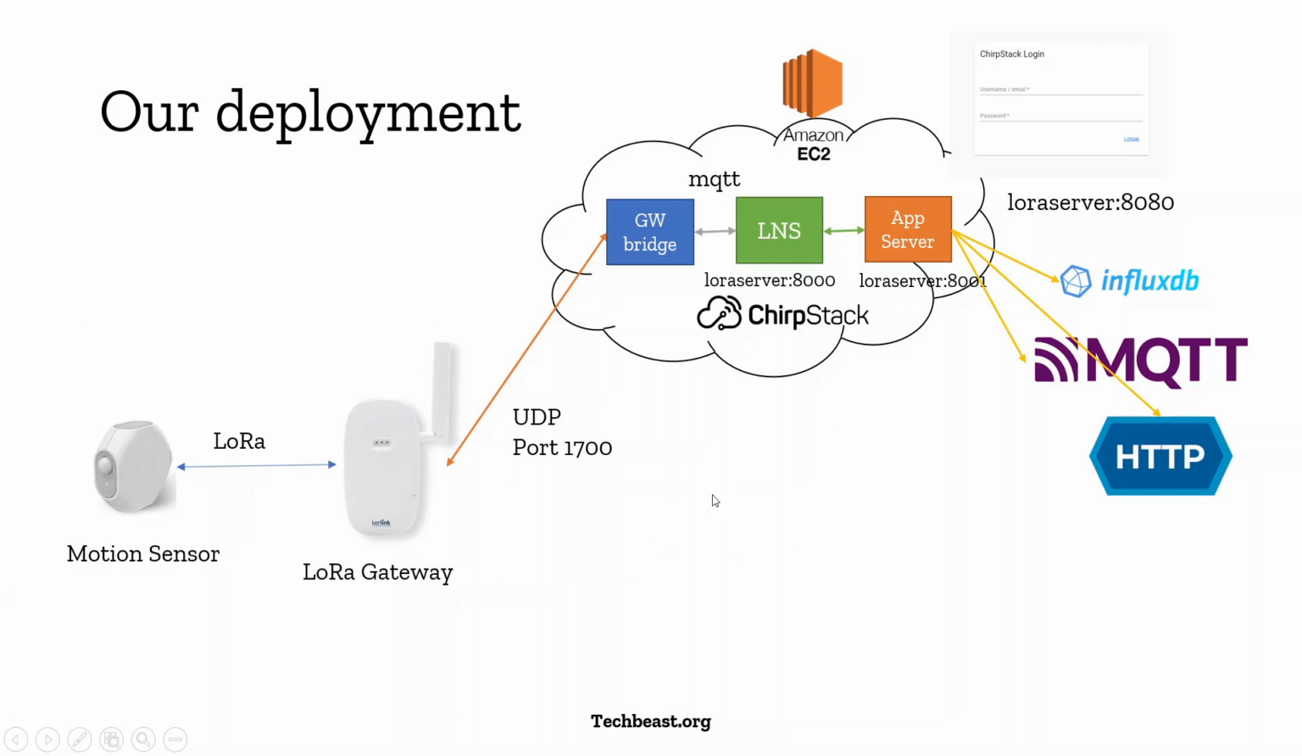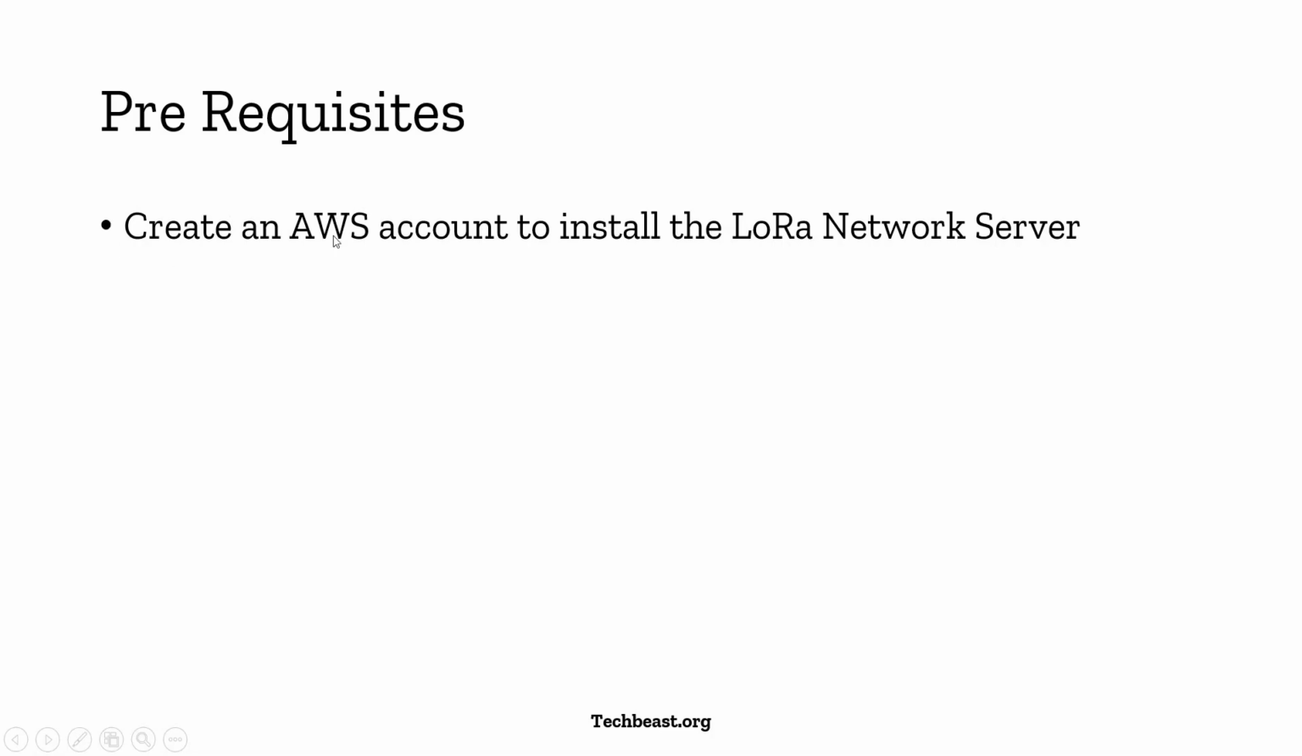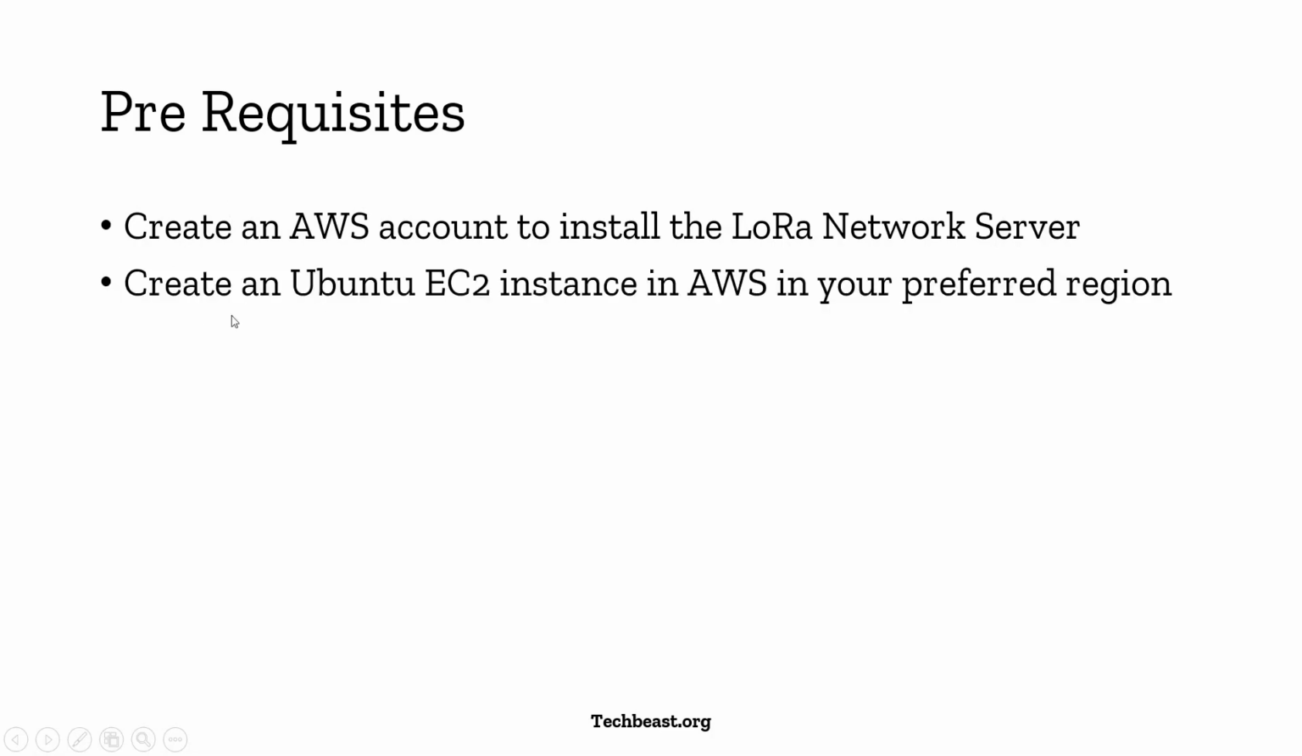Okay, prerequisites. Before I start showing you guys how to install this ChirpStack network server, there are some prerequisites to proceed. I assume you have an AWS account. In that AWS account, you need to spin up a virtual machine, basically an Amazon EC2 instance, in any of your preferred regions.